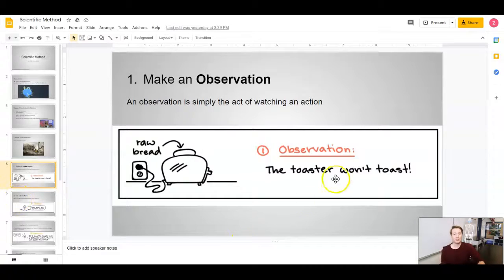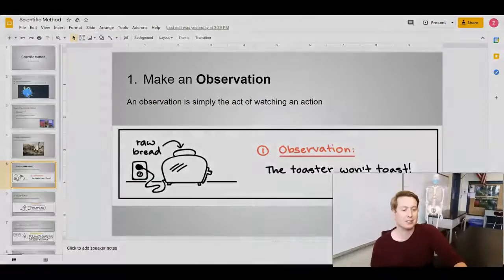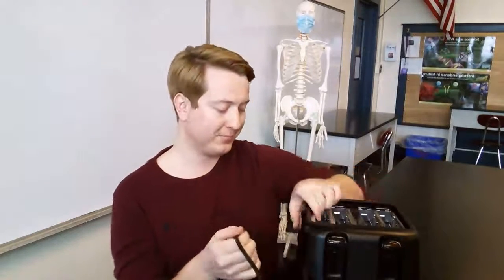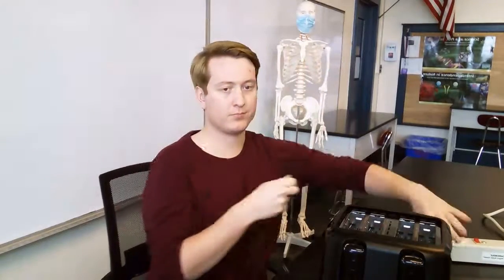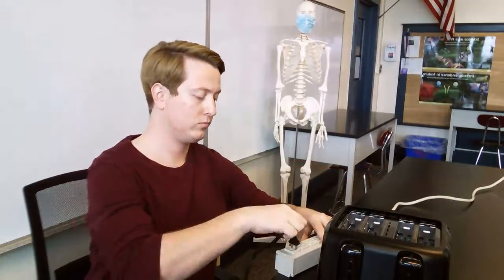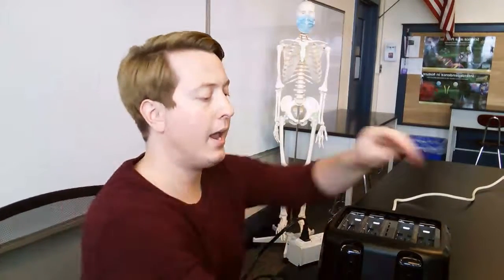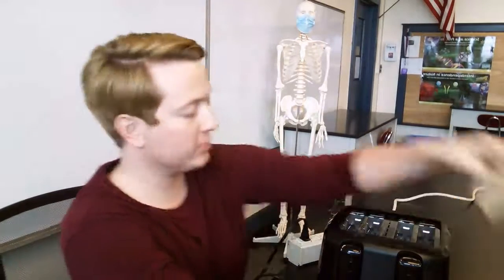In our example, we get up in the morning, we want to make some toast. So we put the toast in the toaster, but the toaster won't toast. And to help demonstrate this, I just so happen to have a toaster with me. I'm gonna plug in the toaster. And I want to try to make some toast.